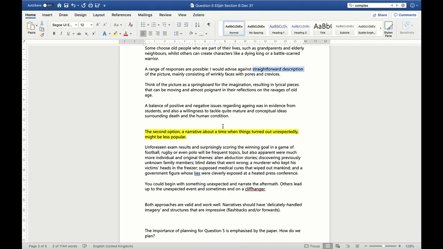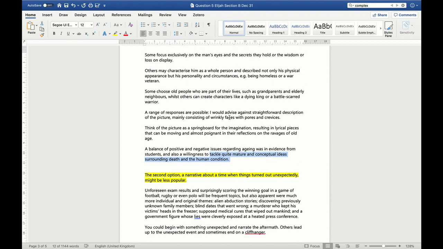That can be, as I say, your own personal lyrical, moving and poignant response, and somewhat ironically, that's a challenge for you as teenagers. You have to reflect on the ravages of old age, which is something that will come to you, but not right now, of course. So it really asks you to think about things that you aren't really quite ready for. It's to tackle quite mature and conceptual ideas surrounding death and the human condition. So you have all that to look forward to, I'm sure. So we'll look at that in a bit more detail in a second.